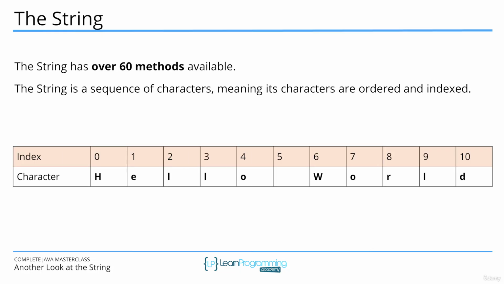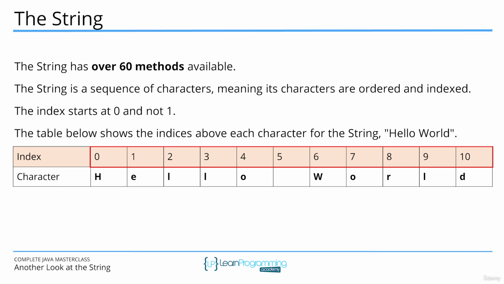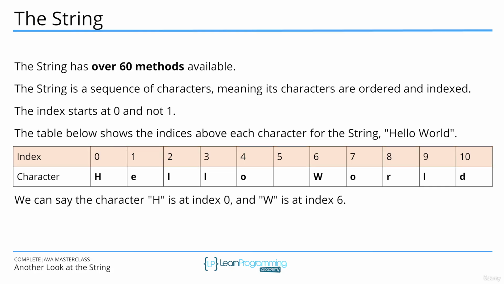A string is a sequence of characters, meaning its characters are ordered and indexed. The index starts at 0 and not 1. This is important to know if you're going to work with strings successfully. The table below shows the indices above each character for the string Hello World. We can say the character H is at index 0 and W is at index 6. The length of this string is 11, but its last index is 10.